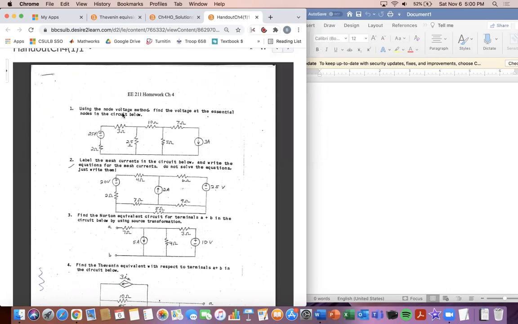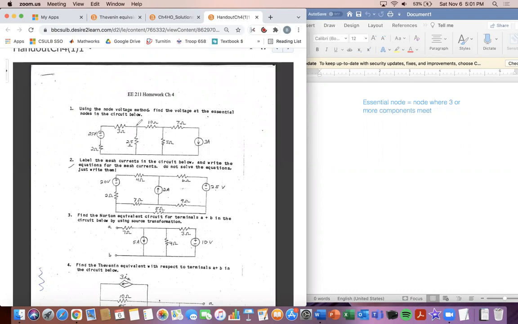Using the node voltage method, find the voltage at the essential nodes in the circuit below. Okay, so for node voltage, what we basically need to do is identify the essential nodes. An essential node is a node where 3 or more components meet. So the first step is to identify the essential nodes here.